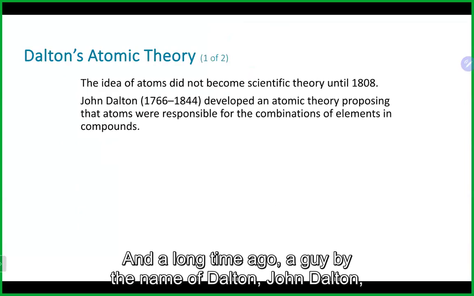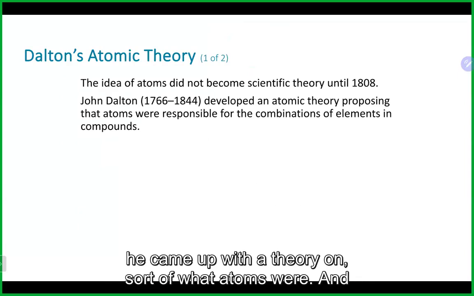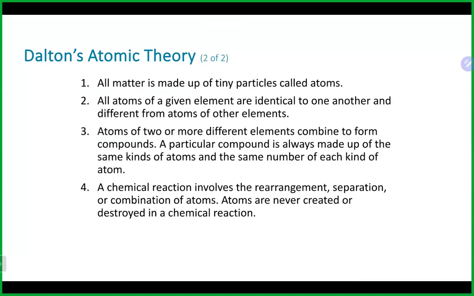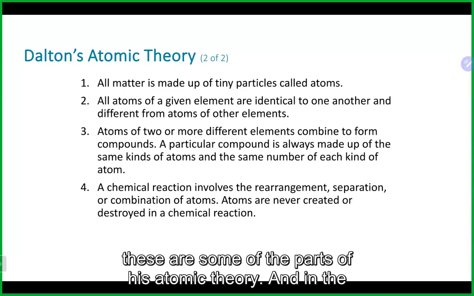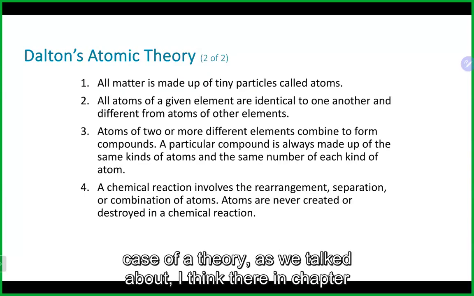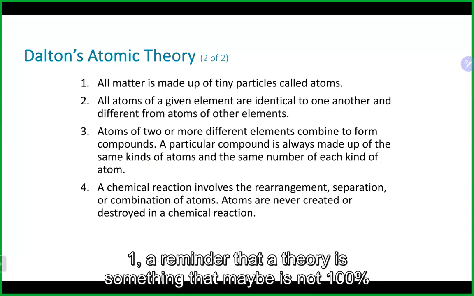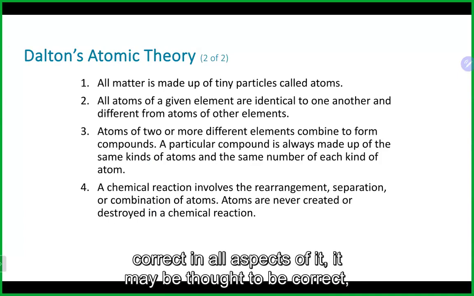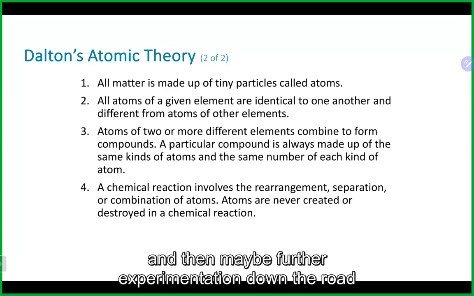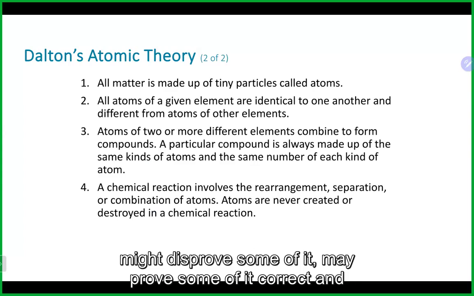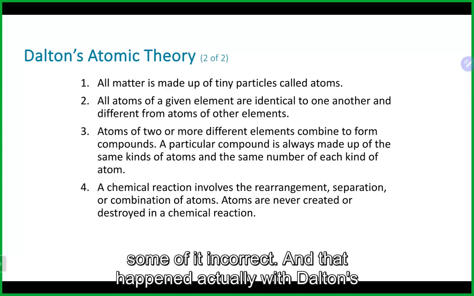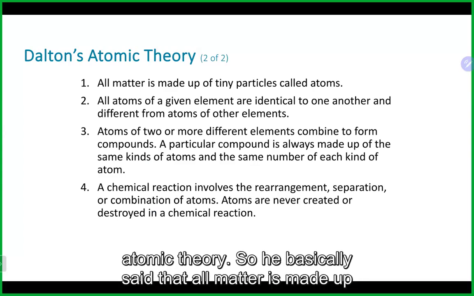A long time ago, a guy by the name of John Dalton came up with a theory on what atoms were. These are some of the parts of his atomic theory. In the case of a theory, as we talked about in chapter 1, a reminder that a theory is something that may not be 100% correct in all aspects of it. It may be thought to be correct, and then further experimentation down the road might disprove some of it, and prove some of it correct. That actually happened with Dalton's atomic theory.